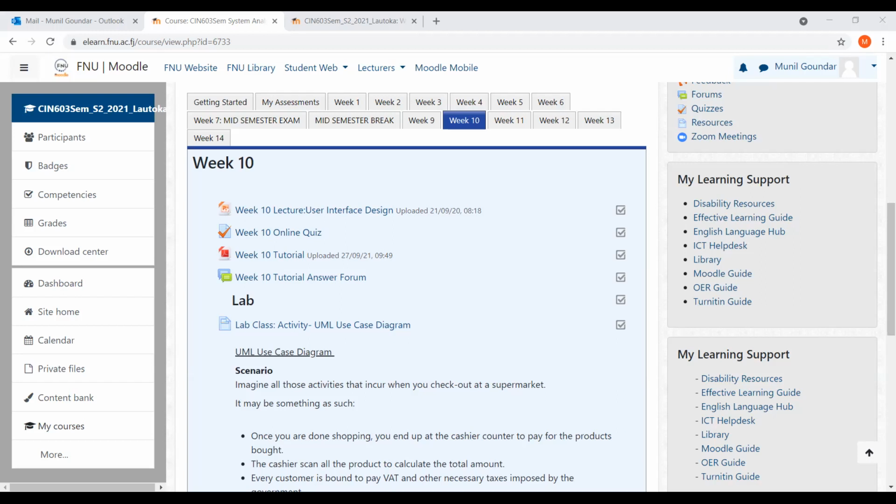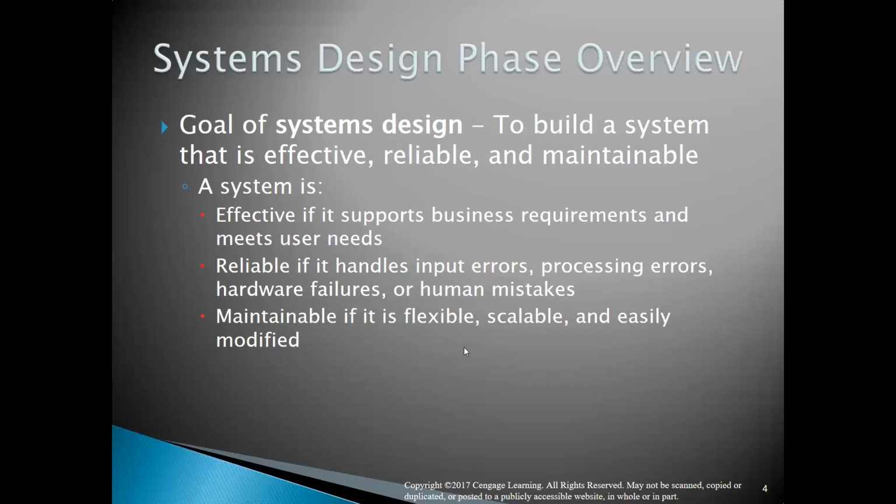Okay, system design phase overview. Now, goal of system design is to build a system that is effective. You have to build a system. So we are not able to see the notes. You're not able to see the notes. Okay, sir. Yes, sir. Sorry for that.